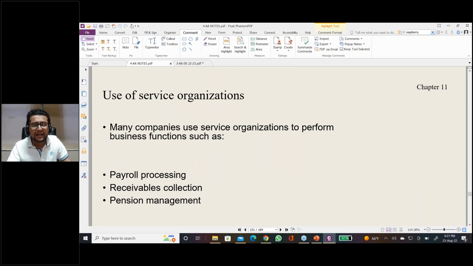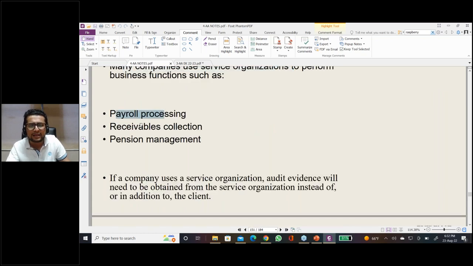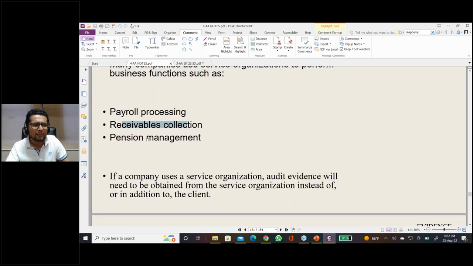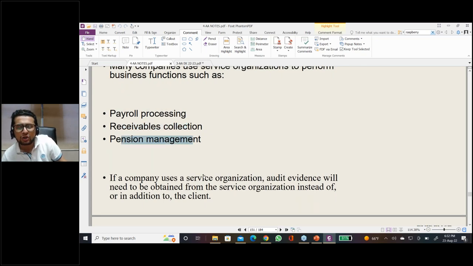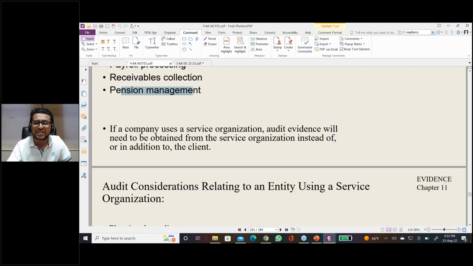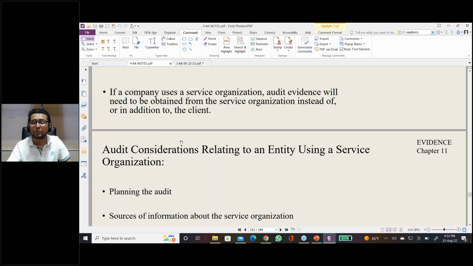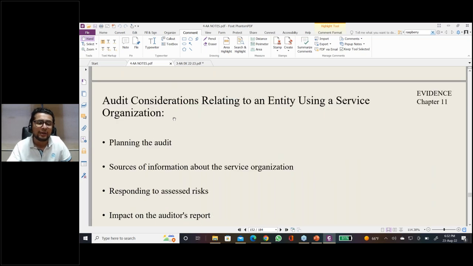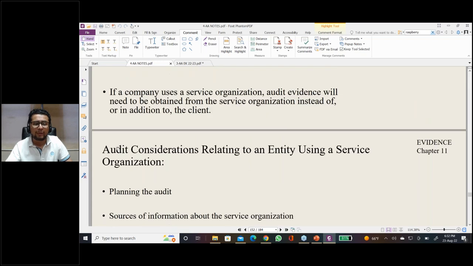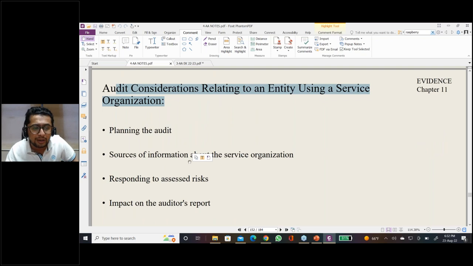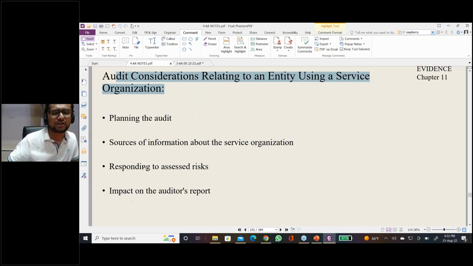If your audit client is using a service organization, maybe for the payroll, the receivable collection, the pension, or bookkeeping, this creates a threat called detection risk. But the company is allowed to outsource its activity. As an auditor, you need to be aware of the situation and put in extra effort, because now you have to utilize the work of that service organization as well. We call it audit considerations relating to an entity using a service organization.